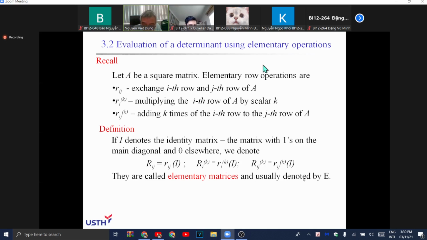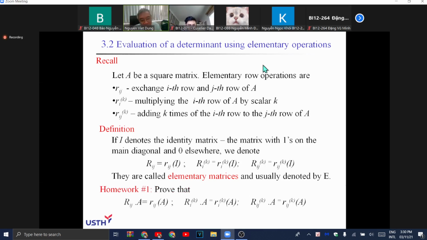will be called elementary matrices. Usually we denote it by E. The letter E stands for elementary. We denote it by E in case we don't need to distinguish between the three elementary matrices.